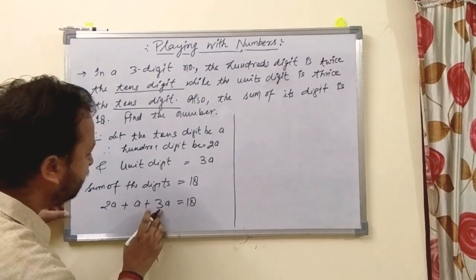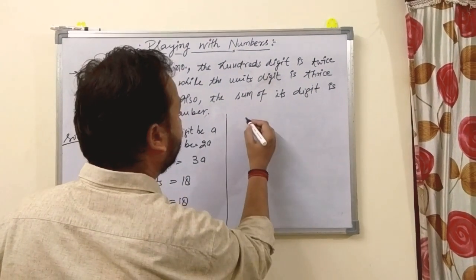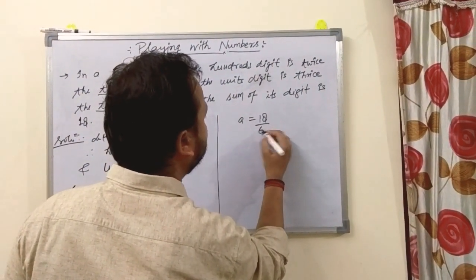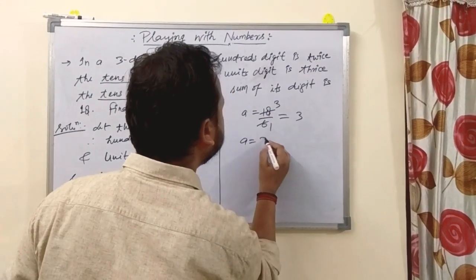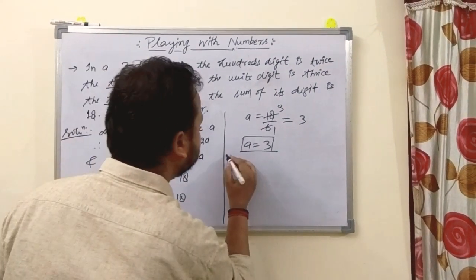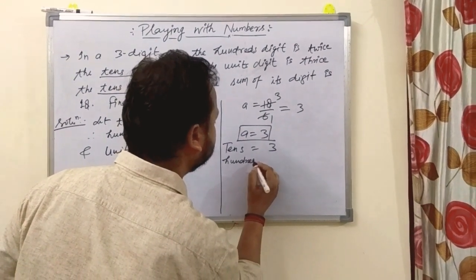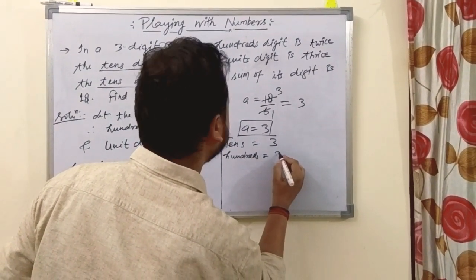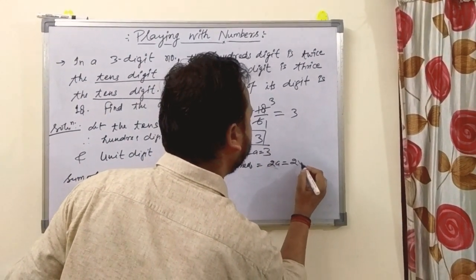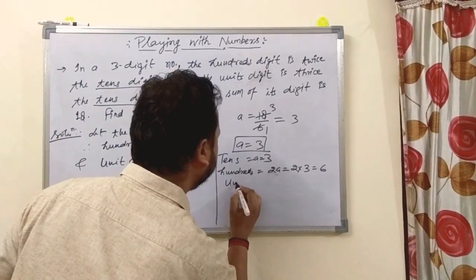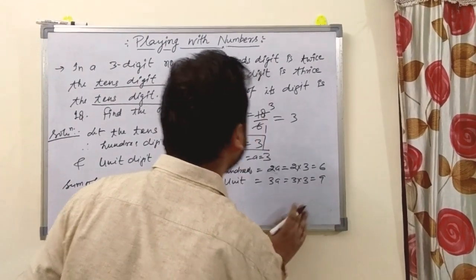So 2 plus 1 plus 3 is 6, 6a is equal to 18. So a is equal to 18 divided by 6. 6 times 1 is 6, 6 times 3 is 18. So a equals 3. So tens place digit is 3. Hundreds digit is 2a, that is 2 into 3, that is 6, and unit digit is 3a, that is 3 into 3, 9.